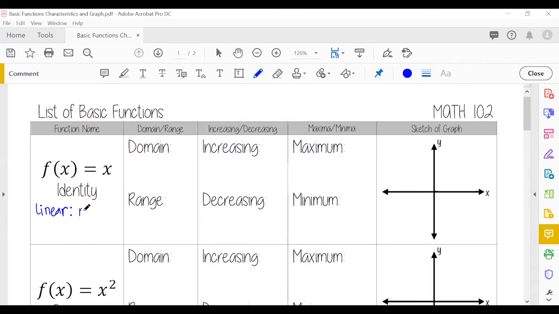Where our slope is just 1 over 1 if you'd like, and our value of b is 0, 0. It goes through the origin. So we've got a point here, rise 1, run 1, rise 1, run 1. You get an identity that just cuts straight down the middle.